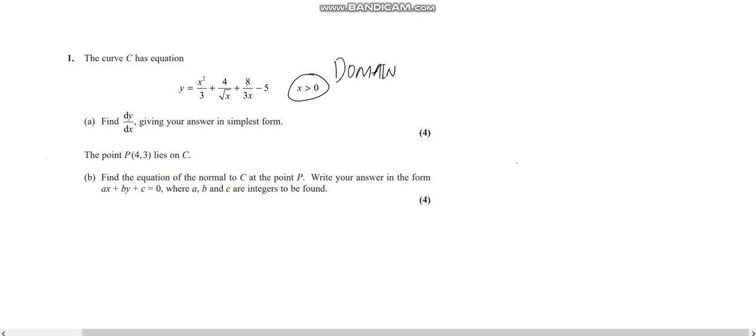So this tells us that our x value has to be greater than 0, and the next step is to find dy by dx, giving your answer in simplest form. Next, write the y value in its simplest form, which is x squared upon 3 plus 4 upon root of x, which will become 4 into x to the power minus half, plus 8 upon 3 x to the power minus 1, minus 5.